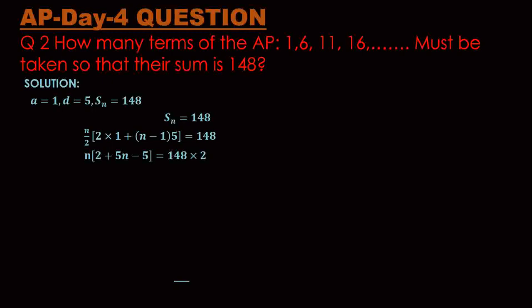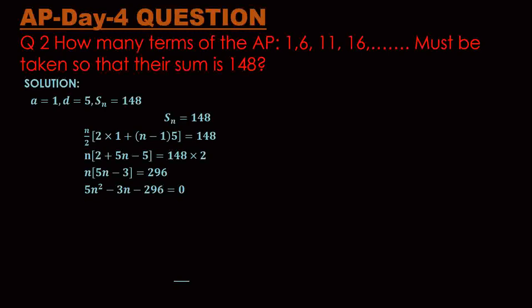5 into n, 5n minus 5 into 1, 5. So 2 minus 5 is minus 3. So 5n minus 3 equal to 148 into 2 is 296. Then multiply the n, or open the bracket. So 5n square minus 3n, transfer 296 to the left hand side. So it becomes minus 296.